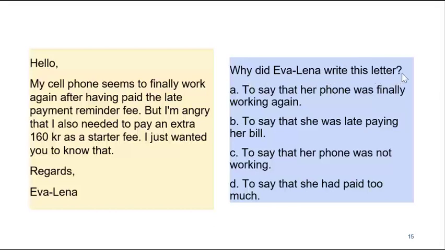And the question is very nice because it asks why did Eva-Lena write this letter. So it asks about the purpose of Eva-Lena writing this letter rather than something which is stated explicitly in the text. So these kinds of questions are very interesting. And also, the alternatives have a very nice parallel grammatical structure. Everything starts with "to say" here, and D is the intended correct answer, to say that she had paid too much. So all of these alternatives are actually plausible, but this is the correct answer.